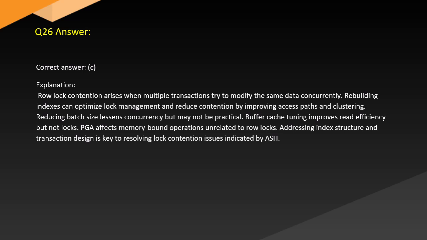Answer. Correct answer: C. Explanation. Row lock contention arises when multiple transactions try to modify the same data concurrently. Rebuilding indexes can optimize lock management and reduce contention by improving access paths and clustering. Reducing batch size lessens concurrency but may not be practical. Buffer cache tuning improves read efficiency but not locks. PGA affects memory-bound operations unrelated to row locks. Addressing index structure and transaction design is key to resolving lock contention issues indicated by ASH.